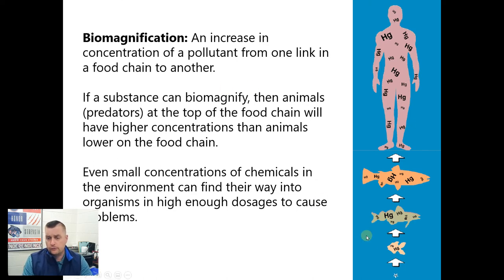So if we were looking over here, we see these producers or first order consumers, they're smaller. So these fish right here eating these guys, they're going to eat a whole bunch of these guys. So they're going to build up their mercury in their tissues faster than they can excrete it. So every single step here is a step of bioaccumulation, but the magnification is how it continues to grow throughout all of these levels of the food chain.